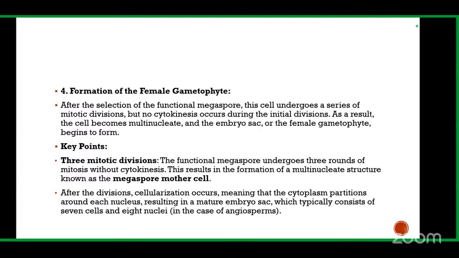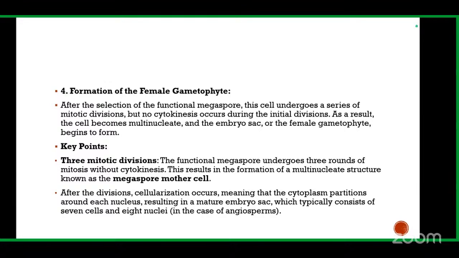Meaning there will be no cytokinesis in the initial, in the first divisions. As a result, the cell becomes multinucleate and the embryo sac, or the female gametophyte, begins to form. So basically, how many mitotic divisions will there be? There will be 3 mitotic divisions to form a female gametophyte. The functional megaspore undergoes 3 rounds of mitosis without cytokinesis, and this results in the formation of a multinucleate structure.